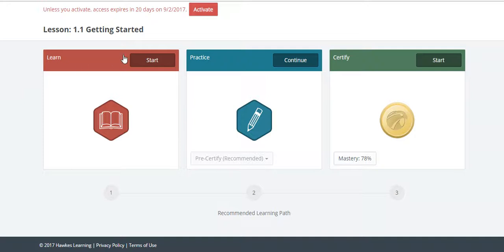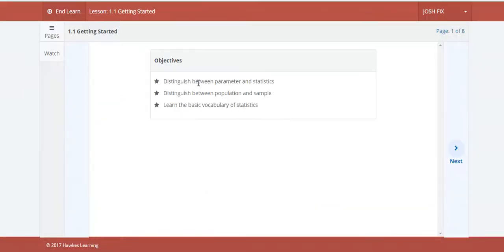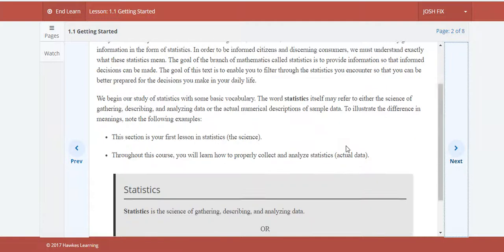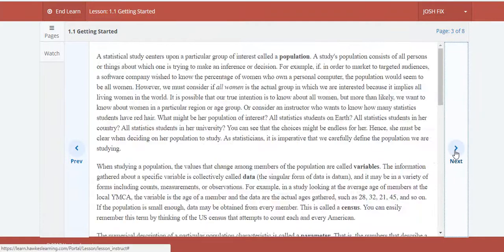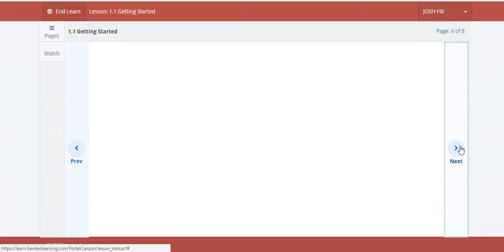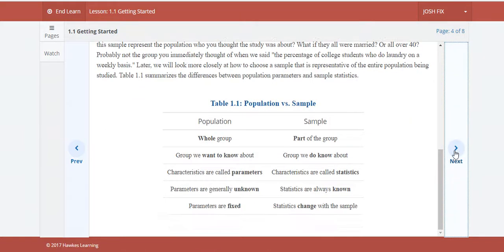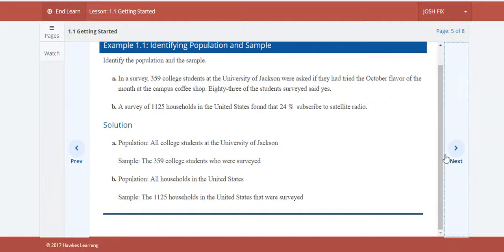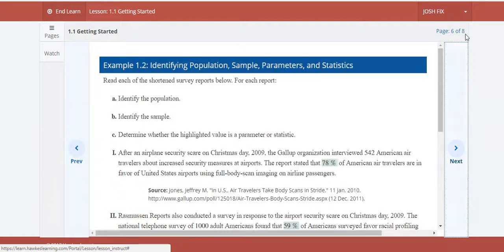So what you have is your Learn right here. You can click on this and go through, and you've got some pages you can scroll through and read. This is kind of like your book. You can see all this stuff right here, and the definitions and pictures of different things explaining the whole groups and so forth. You can see there's total pages there. Let's see what we got for Watch.